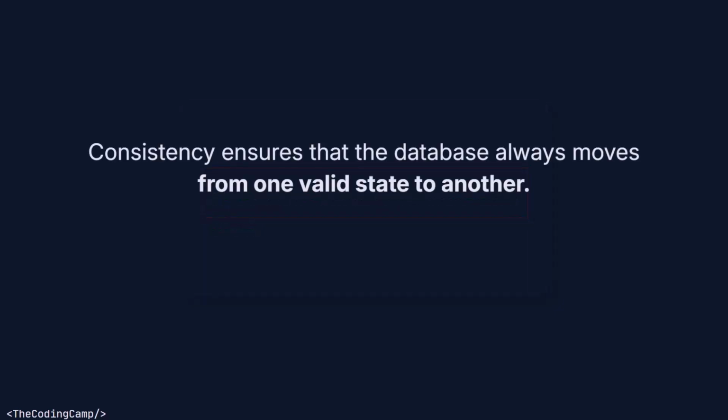Consistency ensures that the database always moves from one valid state to another. It means that you can't have invalid values stored in the database, such as a negative age or account balance. If a query results in an invalid state, it is cancelled.